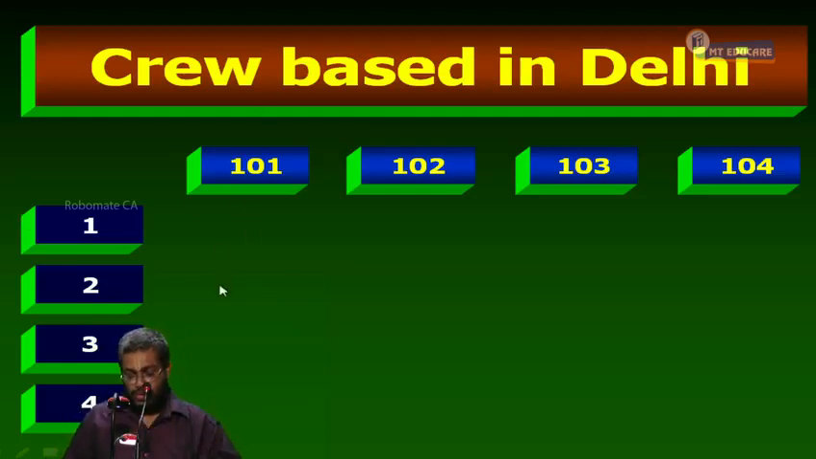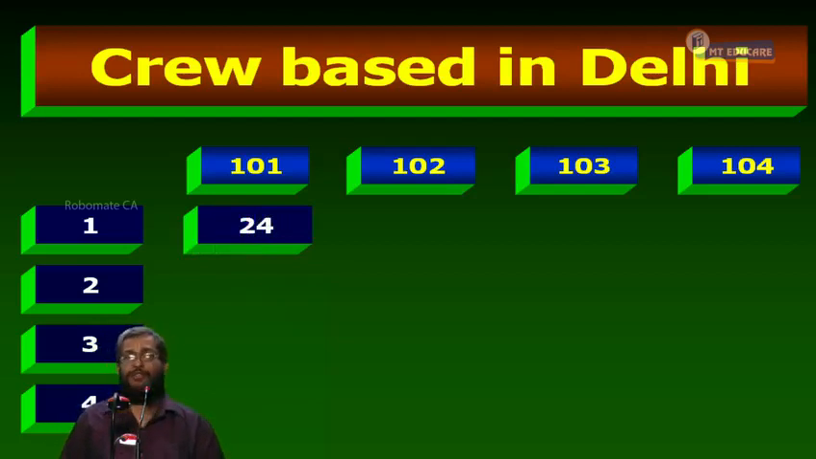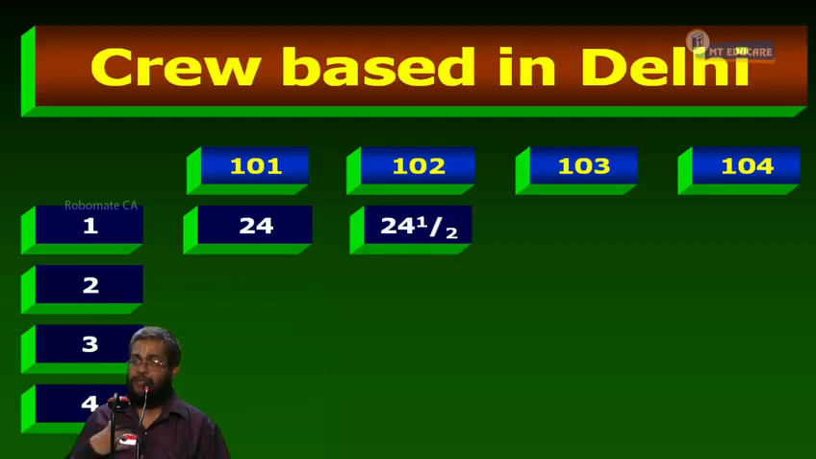First cell. What is the cell here? 1, 101. Go to Jaipur on flight 1. When do you reach Jaipur? 8 o'clock. When does 101 start from Jaipur? 8 o'clock. Today or tomorrow? Tomorrow. How many hours? 24 hours. Right? 24 hours. 1 and 102. Flight 1 reaches Jaipur at what time? 8 o'clock. 102 starts from Jaipur at what time? 8:30. Today 8:30 or tomorrow 8:30? Tomorrow 8:30. What is the layover time? 24 and a half.